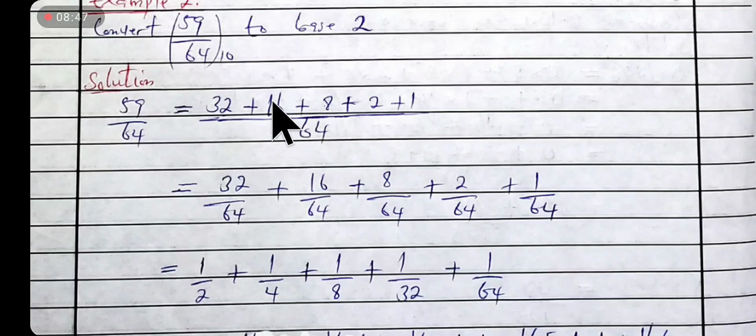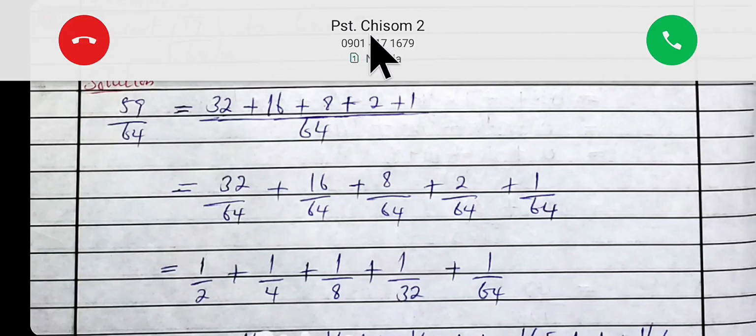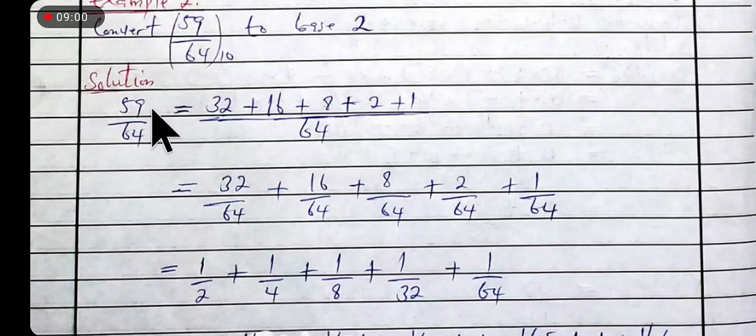And the guide to select these numbers is that each of them must be 2 raised to power of something, because the base is 2. We are converting to base 2. So 2 raised to power of something should be able to give us 32. 2 raised to power of something should be able to give us 16. 2 raised to power of something should be able to give us 8. 2 raised to power of something should be able to give us 2. 2 raised to power of something should be able to give us 1.